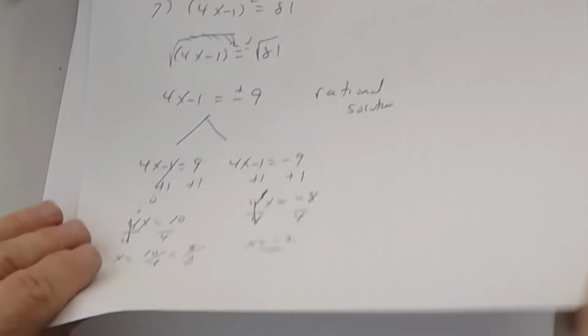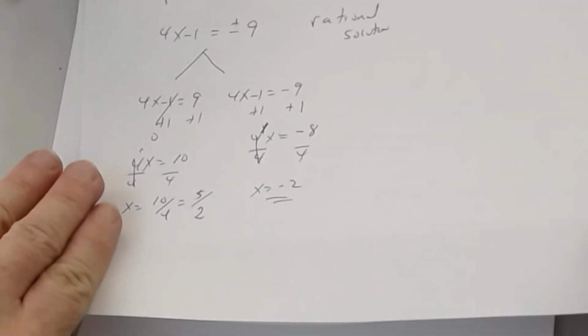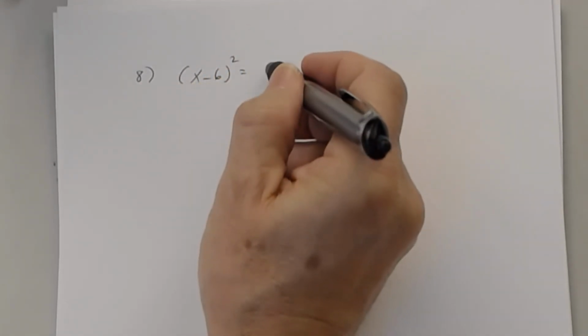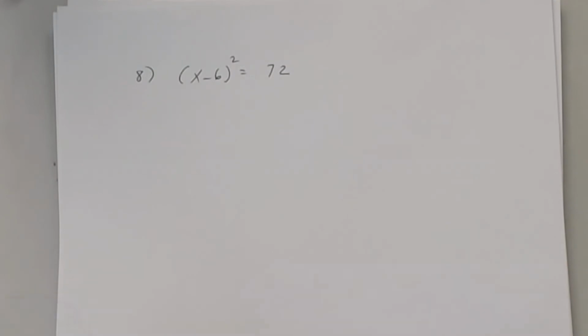Let's look at number 8. Okay, number 8. So, in number 8, let's suppose we had this. X minus 6 squared equals 72.